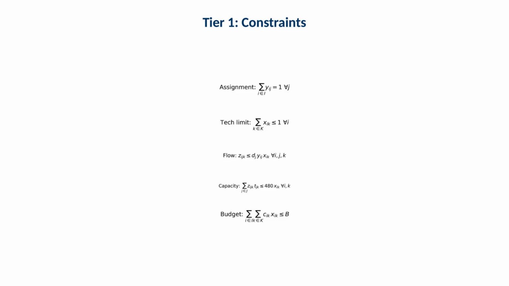The constraints enforce feasibility. Every passenger type must be assigned to exactly one location, so demand is fully routed. Each location can host at most one technology choice under the simplified rule shown here. Flow constraints link passenger assignment and technology deployment to the volume that can actually pass through. Capacity constraints ensure the station can handle the assigned throughput within the available screening minutes, and service level constraints keep waiting time below the maximum threshold. Finally, the budget constraint limits total deployment cost.